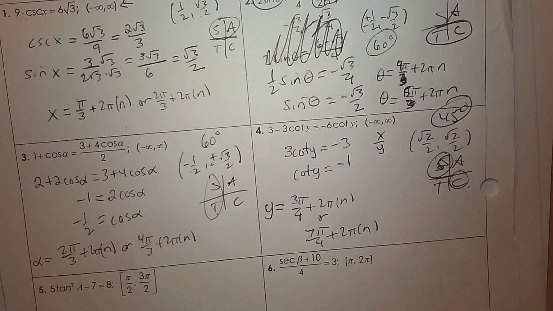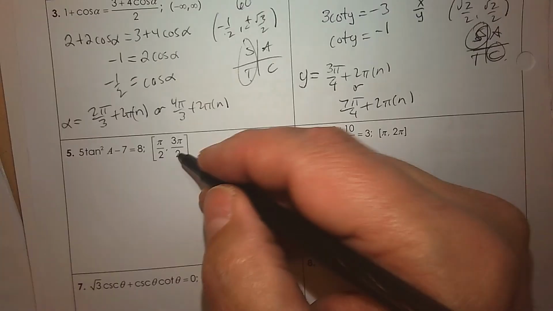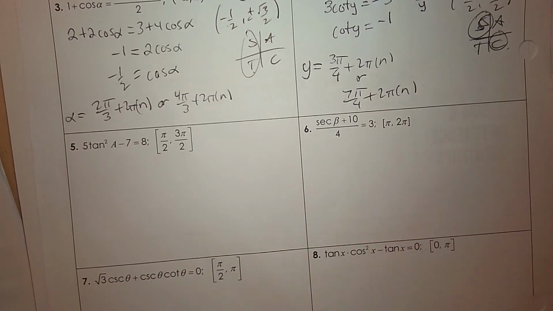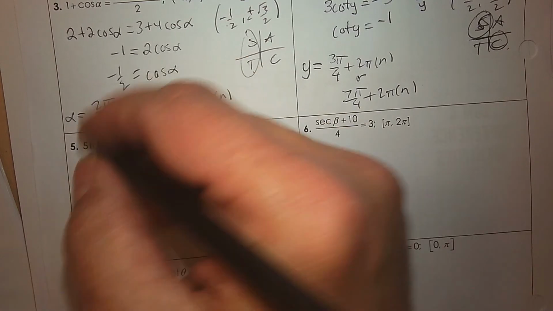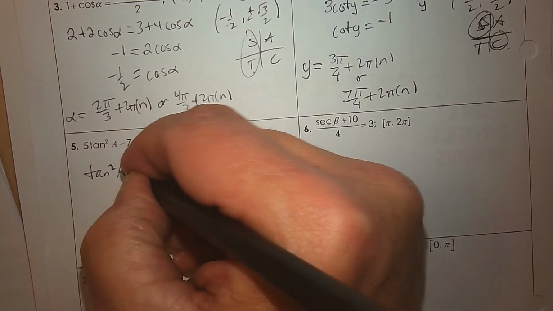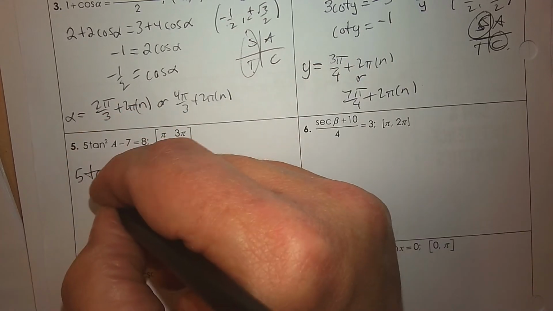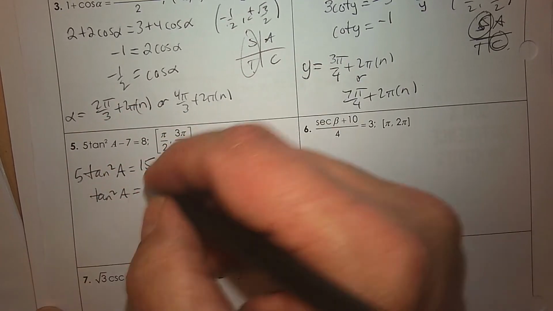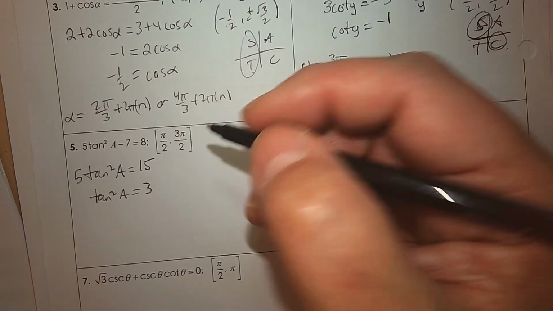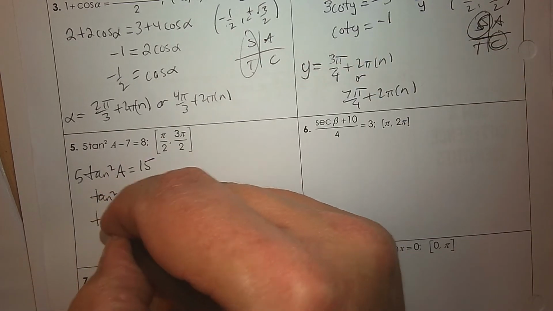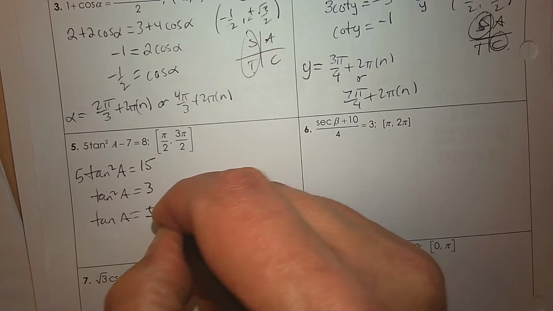All right, number 5. Now we have a restriction where we don't need that generic part to it. So I want to get tangent by itself. So I'm going to add 7. That's 15. I'm going to divide by 5, and that gives me 3. And then to undo the square, I need to square root. And the answer could be positive or negative.